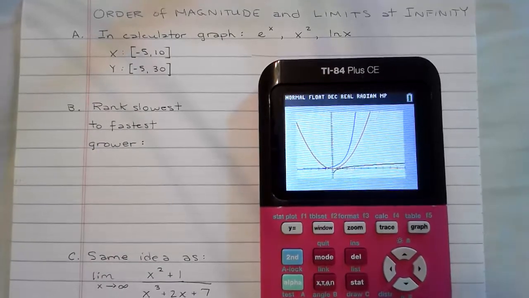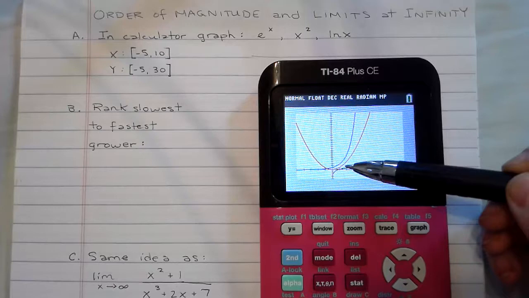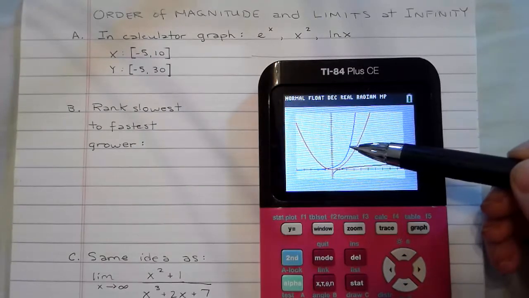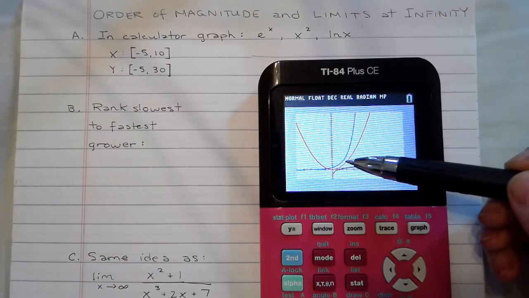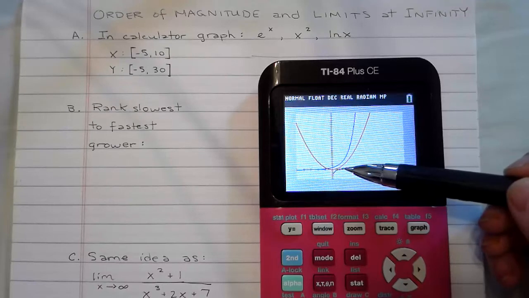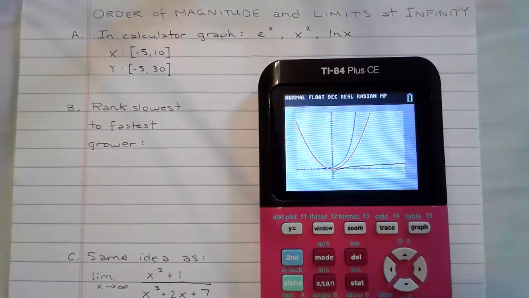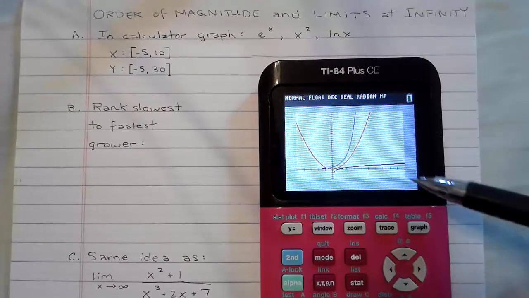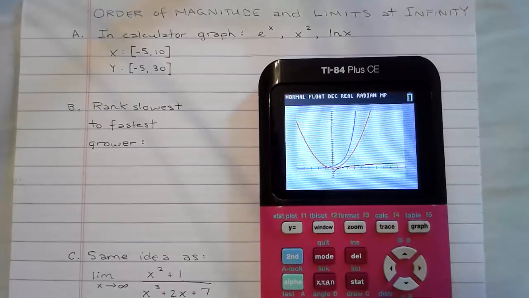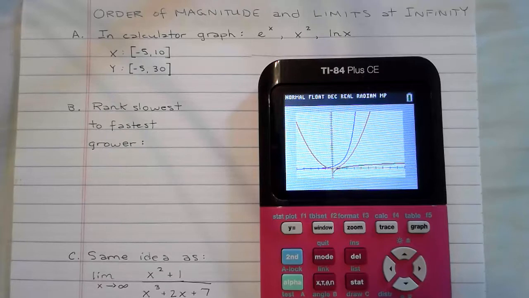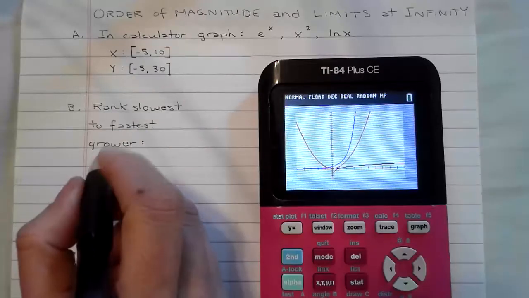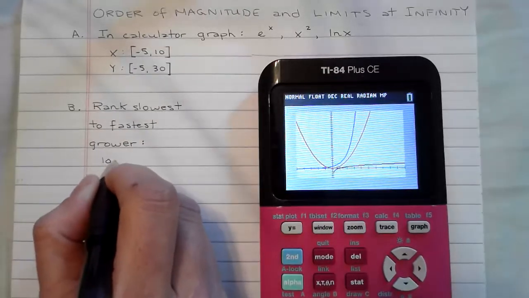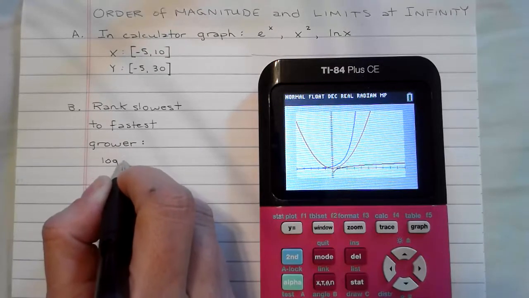So if we look at any of these points, we can see that the blue values are higher than the red values here on the polynomial, which are bigger than our natural log values. And if we go out at infinity, this is definitely going to be bigger everywhere. That'll be our next fastest grower, and this one will still be our slowest grower as x's get bigger and bigger.